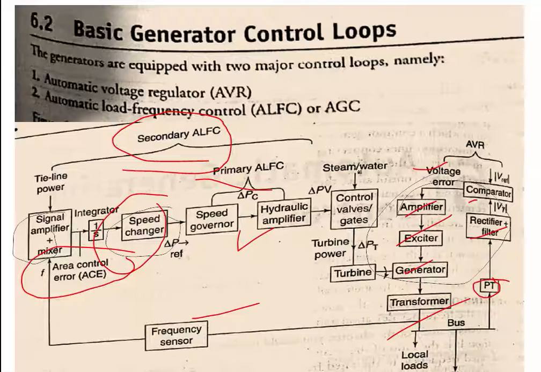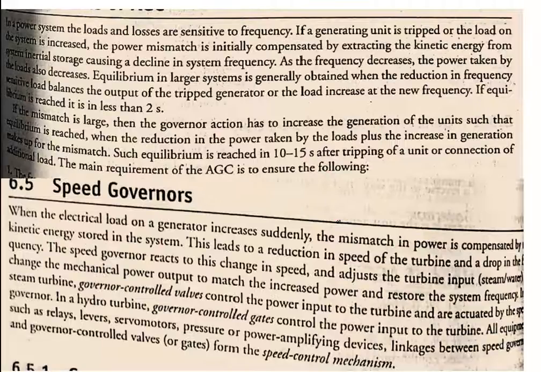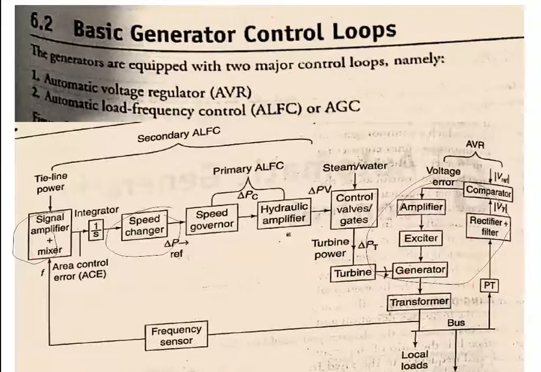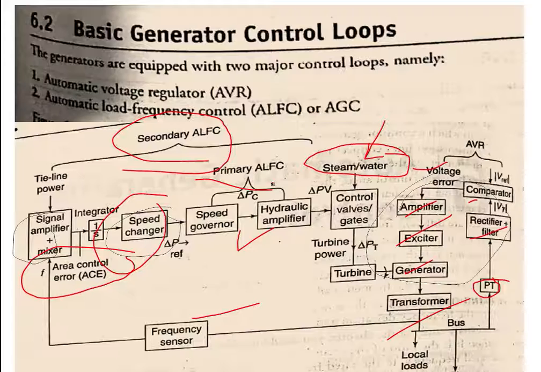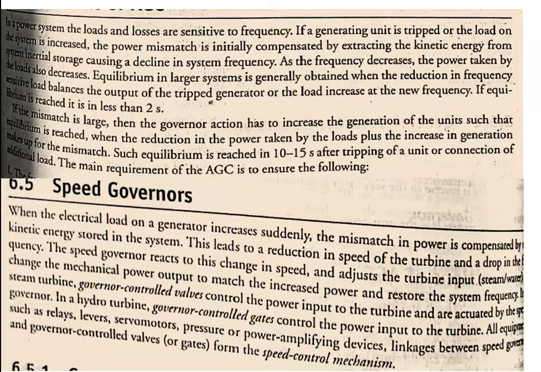Then the steam or water enters through the valve mechanism, which controls the flow. So this is about the basic generator control loops. When the system reaches the equilibrium state with a loss, the frequency decreases, and the system reduces the sensitivity of load balance. If the load decreases, the speed decreases and the frequency will be balanced.